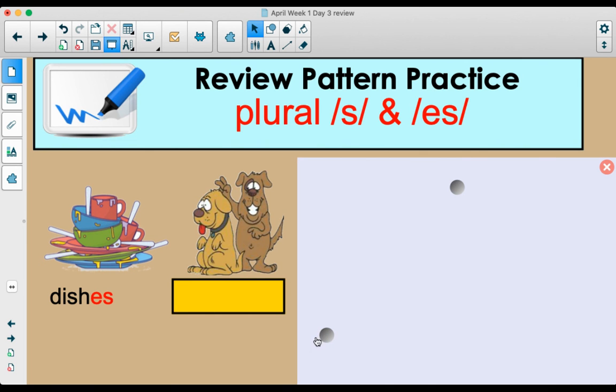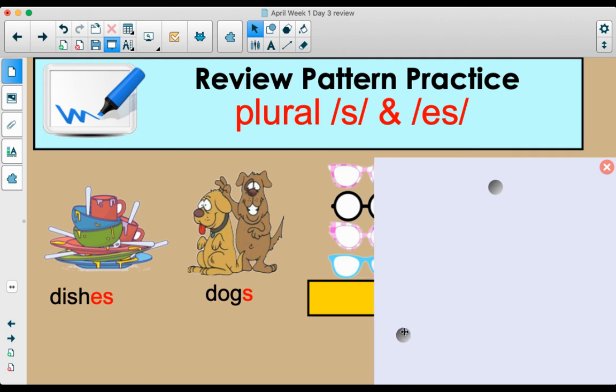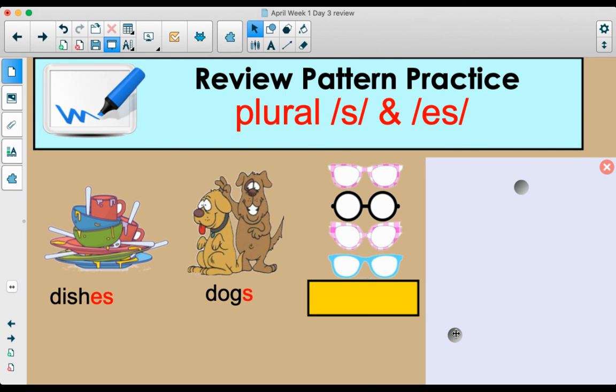The next one, and they're silly, is the word dogs. Say it with me, dogs. Now write it down. All right, let's spell it. D-O-G-S. Dogs. Good job.